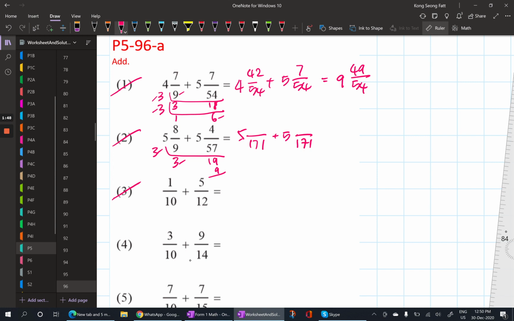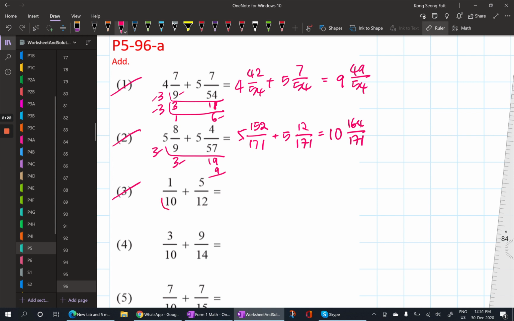So 8 times 19, 8 times 9, 72. 8 times 1, 8. 8 plus 7, 15. Right, 57 times 3, you get 171. So 4 times 3 is 12. Okay, this is 10. 164 over 171.